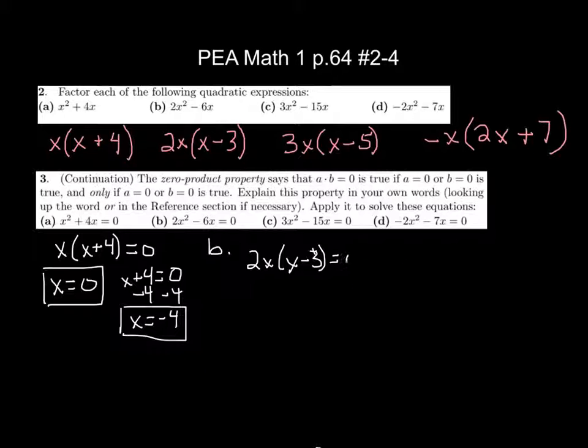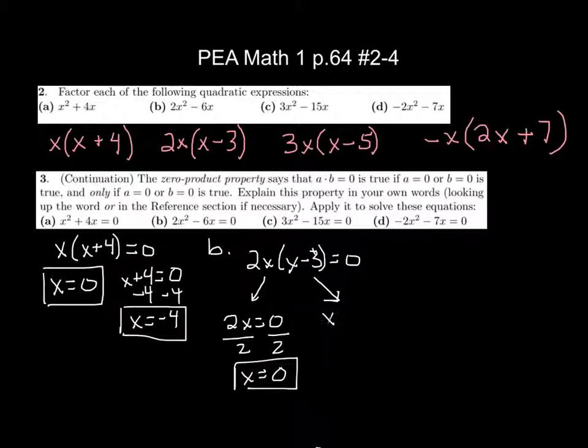Equals 0. And then I just take again both of these factors. 2x equals 0, set that equal to 0. Divide by 2, x equals 0. Set x minus 3 equal to 0. Add 3 to both sides. X equals 3.